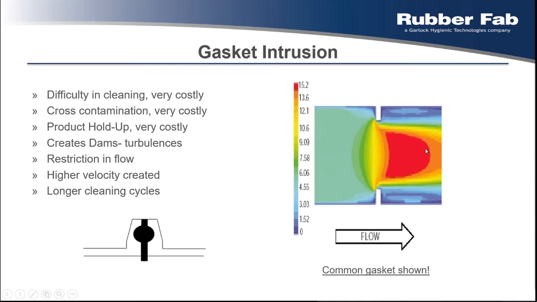Of course, it creates certain turbulences, which are indicated by the flow graph you can see right here. We have very low rates of flow in the areas just before and behind the gasket, and a very increased flow, let me say, in the center of the stream.